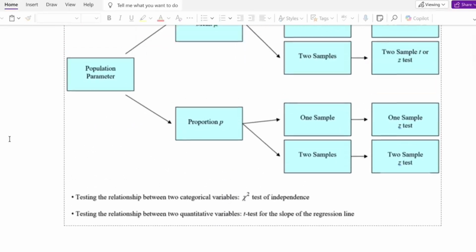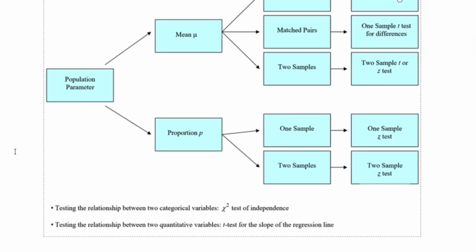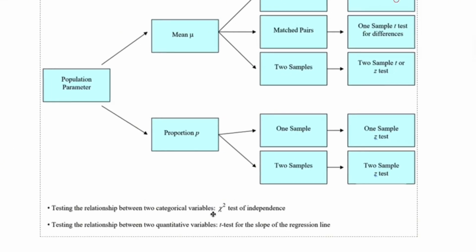Okay. So testing the relationship between 2 categorical variables, we're going to use chi-square test of independence. While testing the relationship between 2 quantitative variables, we're using t-test for the slope of the regression line. So notice the difference here. The biggest difference is categorical versus quantitative. Chi-square test is always with categorical, while t-test for slope will always be quantitative.